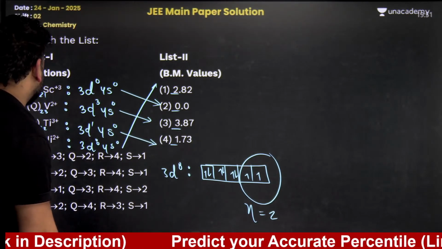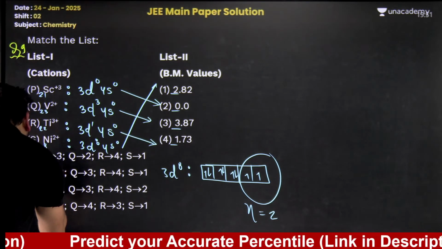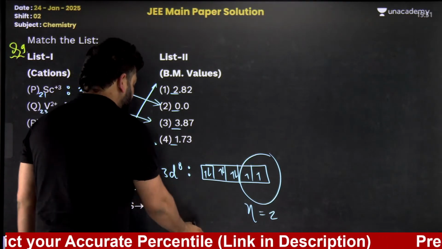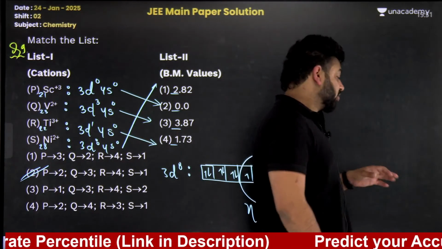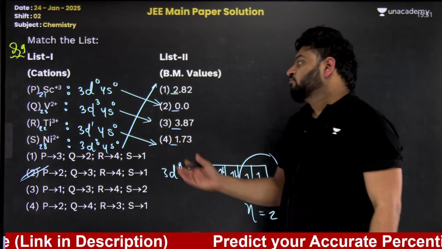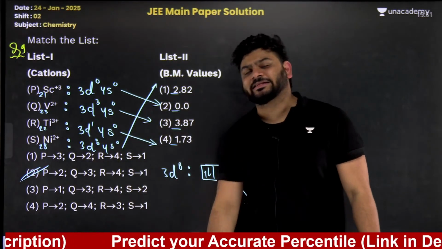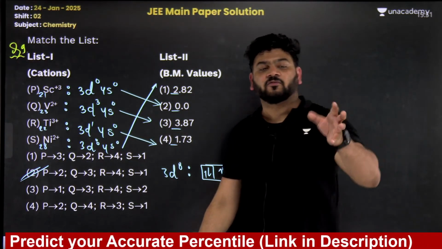2, 3, 4, 1. Can we see 2, 3, 4, 1? What would you like to rate this question? Because I found this question quite easy, and you can take this example and approach this question from either way.